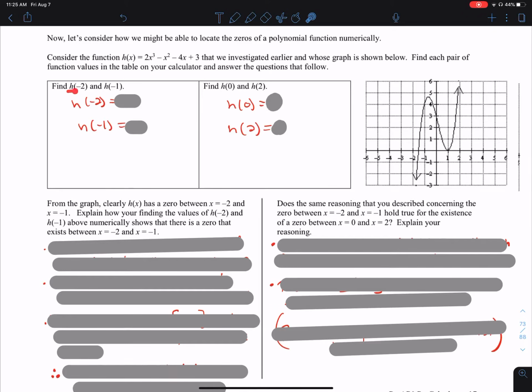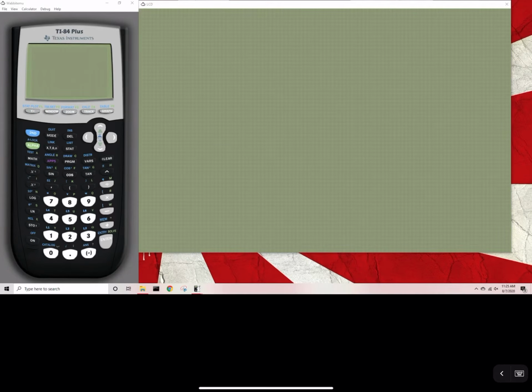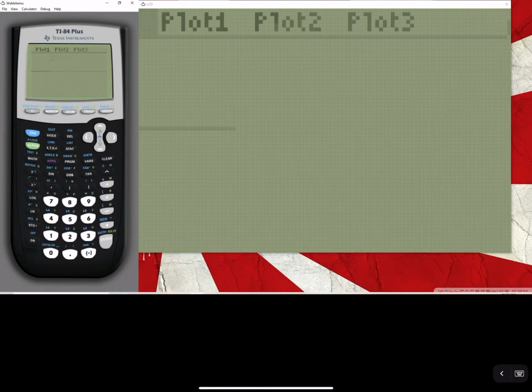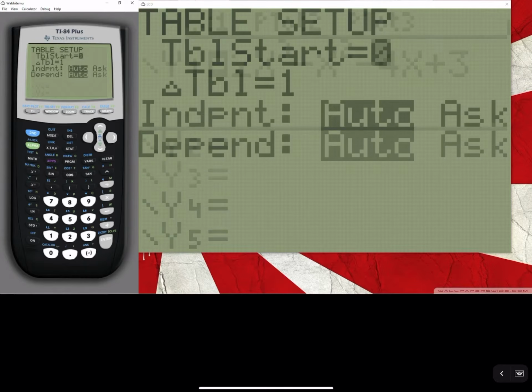So we're supposed to find h of -2 and h of -1. What we're going to do is turn your calculator on, hit the y equals button, and type this function into it. Now to use the table feature, I don't know how proficient you are with it, so I'm going to walk you through that. Anytime you want to use the table, you have to first set the table. So I'm going to hit second table set.